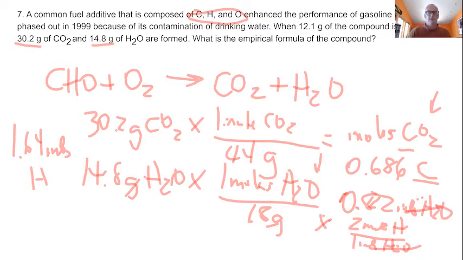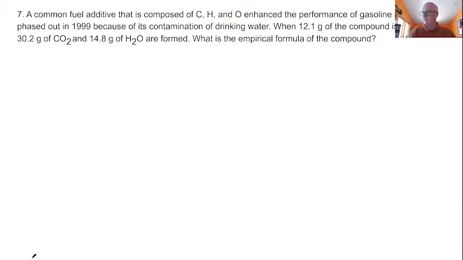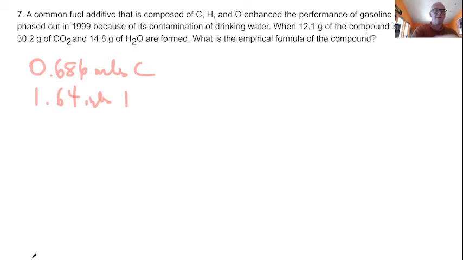So I'll just collapse this down and give you the information we have so far. This is the only information we have so far. I have 0.686 moles of carbon, and I have 1.64 moles of hydrogen. And I have 12.1 grams of a compound. That's it. That's all I have to figure out how much oxygen I have. How am I going to use that to figure out how much oxygen was present?